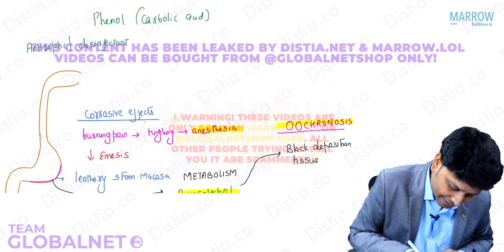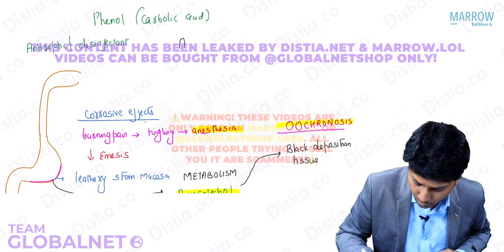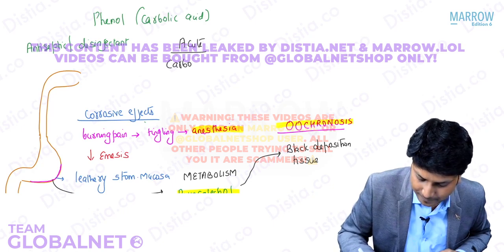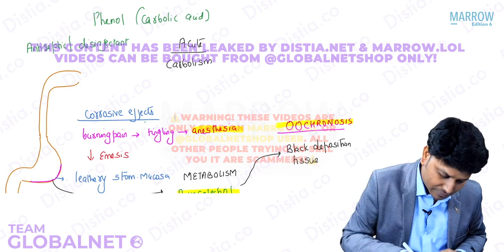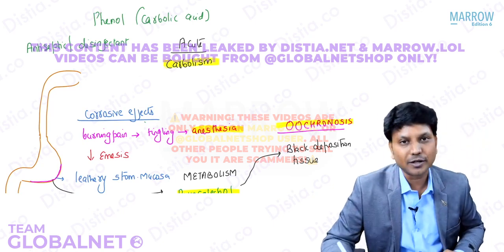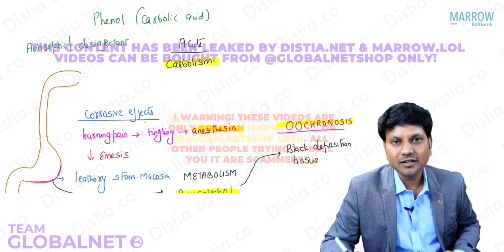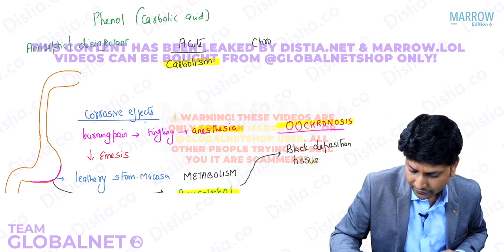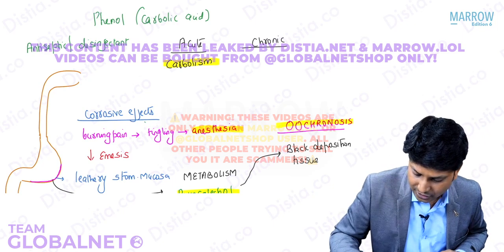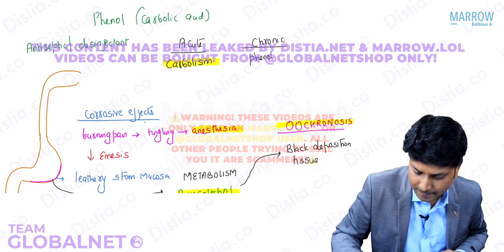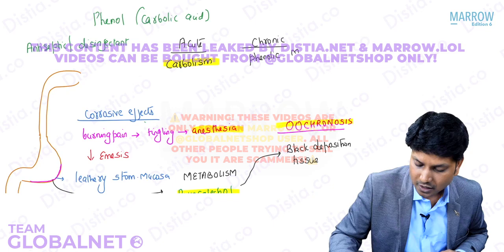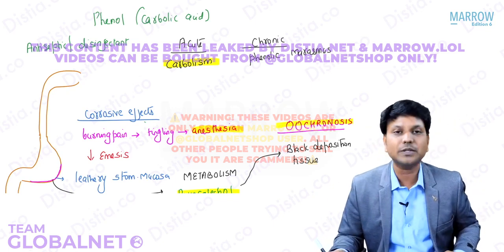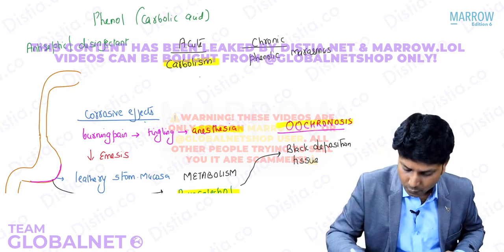Do remember, friends, the acute phenol poisoning that we have seen now is called carbolism. Easy to remember, friends: carbolic acid, carbolism. Suppose the patient comes with a chronic phenolic poisoning case, that condition is called phenolic marasmus. Acute poisoning is called carbolism. Chronic poisoning is called phenolic marasmus. That is what you need to remember. They can ask you what is carbolism.